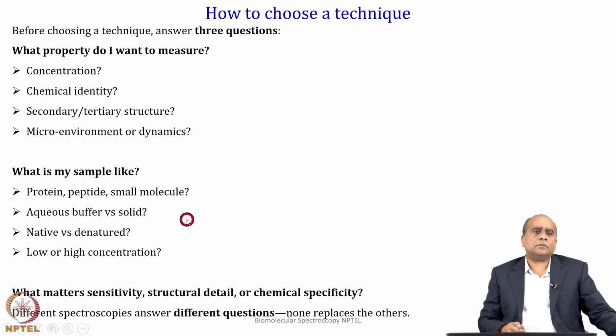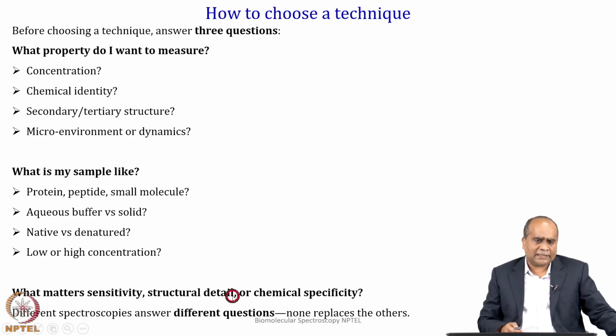Then the question comes, what does my sample look like? Understanding the sample is extremely crucial. Is it a protein, is it a peptide or a small molecule? What is it that we are looking at? Is it an aqueous buffer or a solid? Is it a native protein or a denatured protein? Is it at a low concentration, like micromolar, millimolar, nanomolar? What kind of concentration do you have? So, what matters is the sensitivity, how much structural detail I want to understand, and what kind of chemical specificity I want.